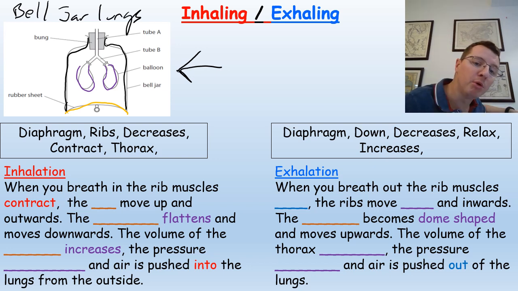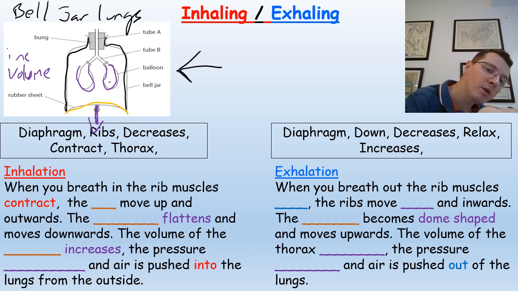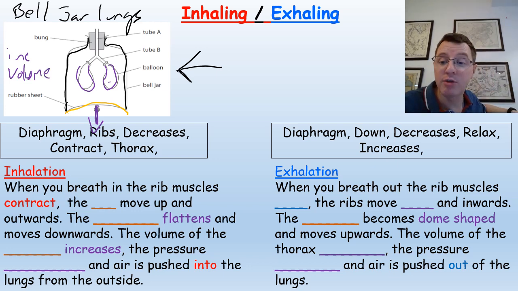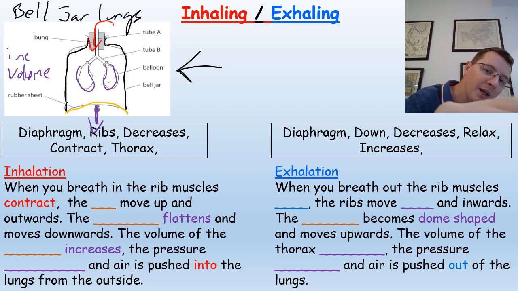Well, your teacher will pull down on this piece of rubber here, and when you pull down, that will increase the volume of the bell jar. And if we increase the volume of any particular gas, as you should know from physics, that will decrease the pressure inside. And if we decrease the pressure, then air will be forced in.